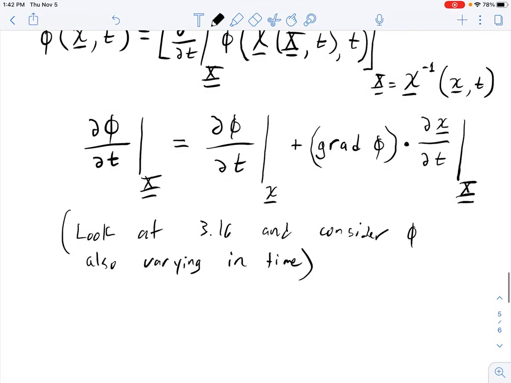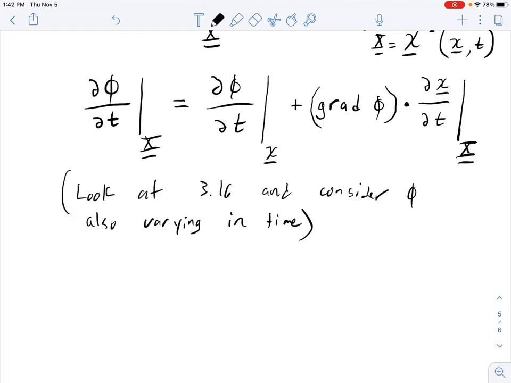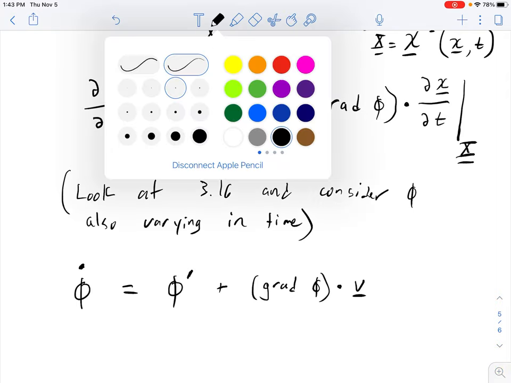well, the time derivative of location for a fixed point in the reference configuration, that is the velocity. So, in other words, we have phi dot is equal to phi prime, right? This one here is phi dot because it's for a fixed point in the reference configuration, and this is phi prime because it's a fixed point in the spatial configuration, plus the spatial gradient dot the velocity. Give that a little important.